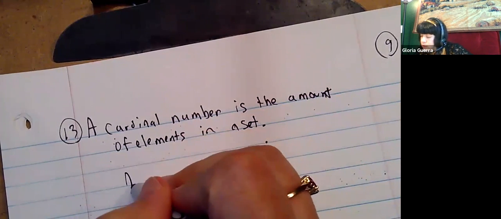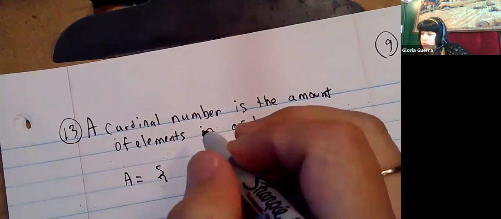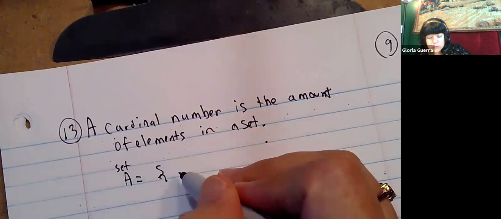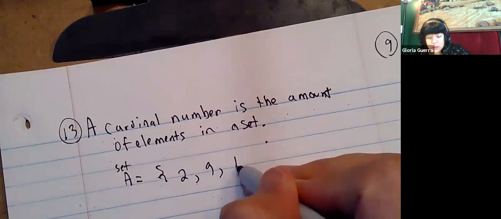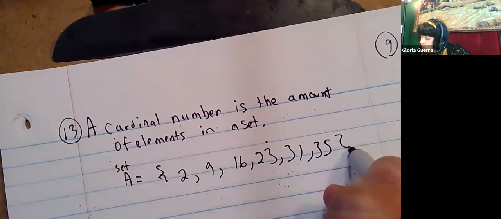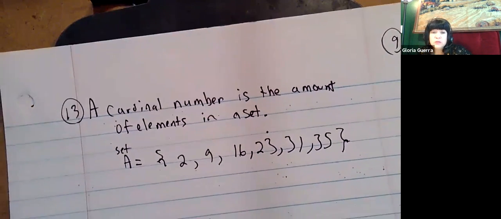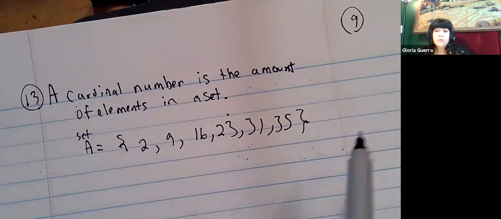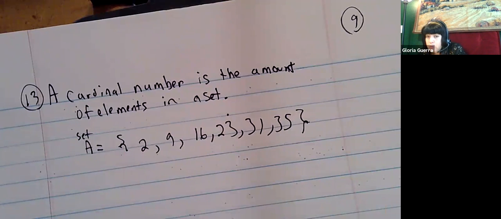Okay, so we have this set. What was given to me was a set A, and I have 2, 9, 16, 23, 31, 35. And no ellipses. There's no dot, dot, dot. So this is what I have, okay? Now, there might be a pattern or not, I haven't looked to see. That's not really important, but I'm curious.